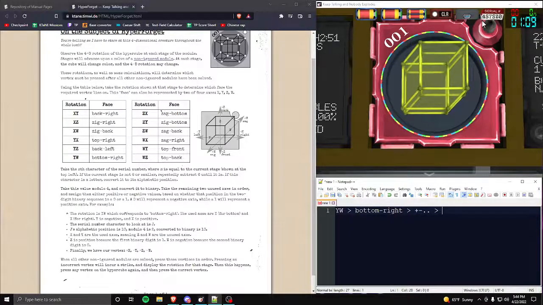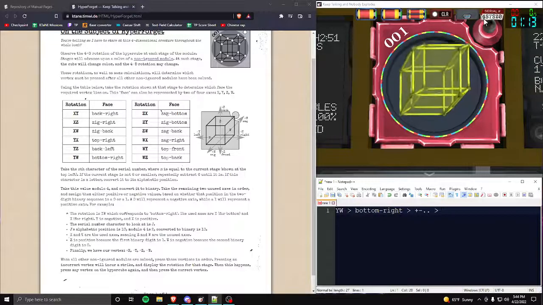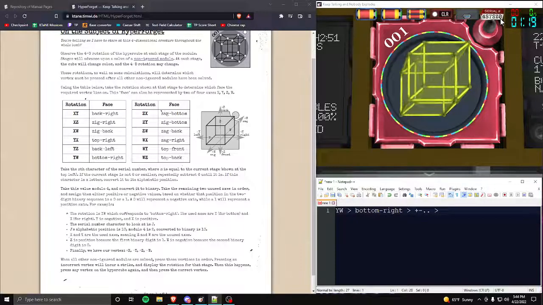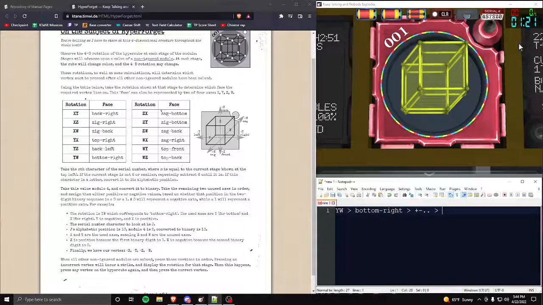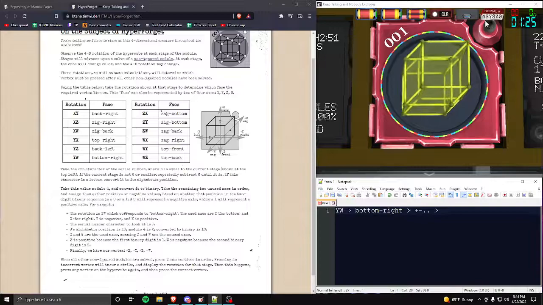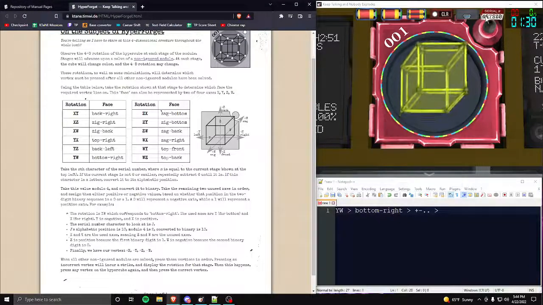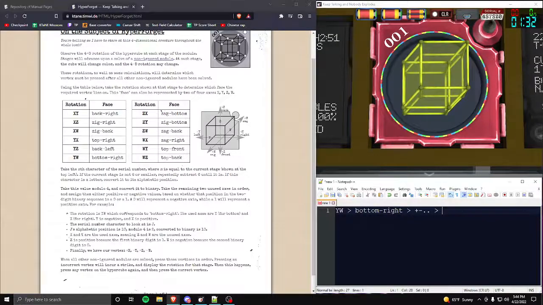In the first stage of the module, you would look at the first character of the serial number. For the second stage, you'd look at the second character. The third, you'd look at the third character, and so on. Once you get past the sixth character, you'd wrap around back to the beginning for the seventh stage. But on this bomb, we only have 4 stages, so we're only going to be looking at the first 4 characters. So, stage 1, we're looking at character 1, which in this case is a 4.